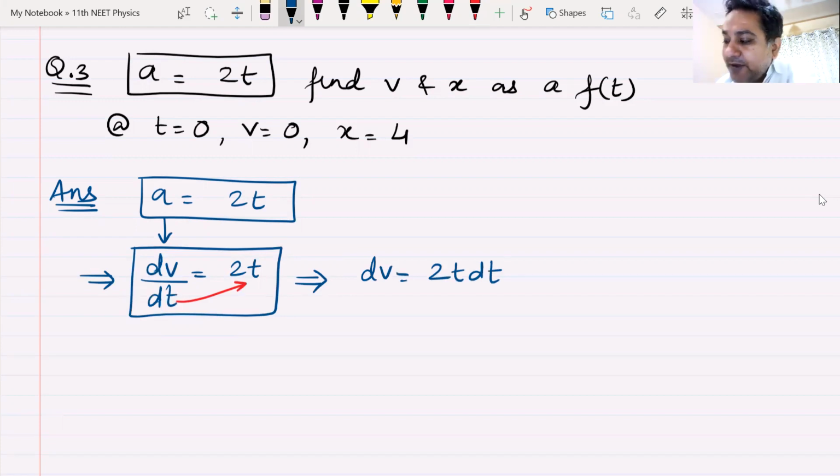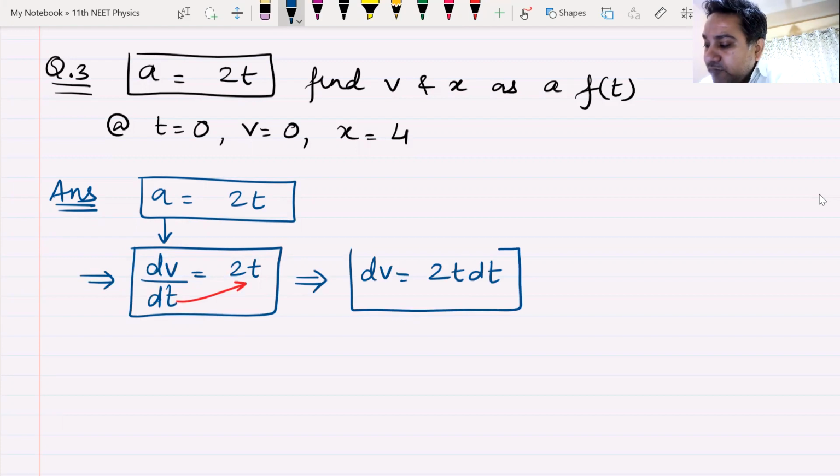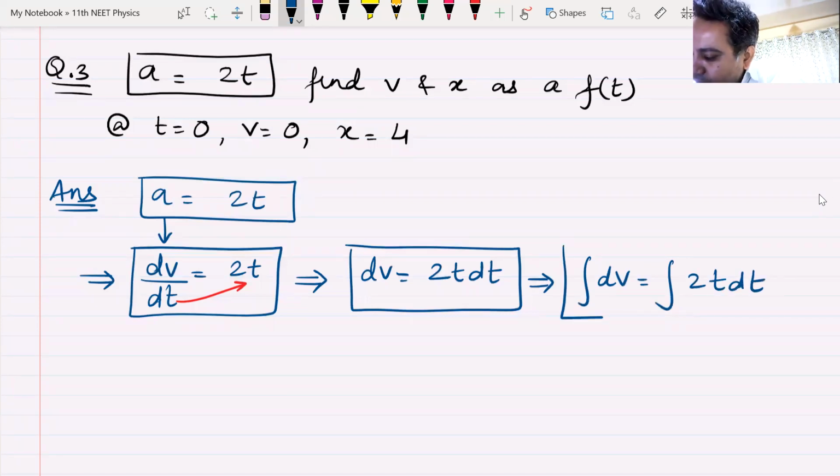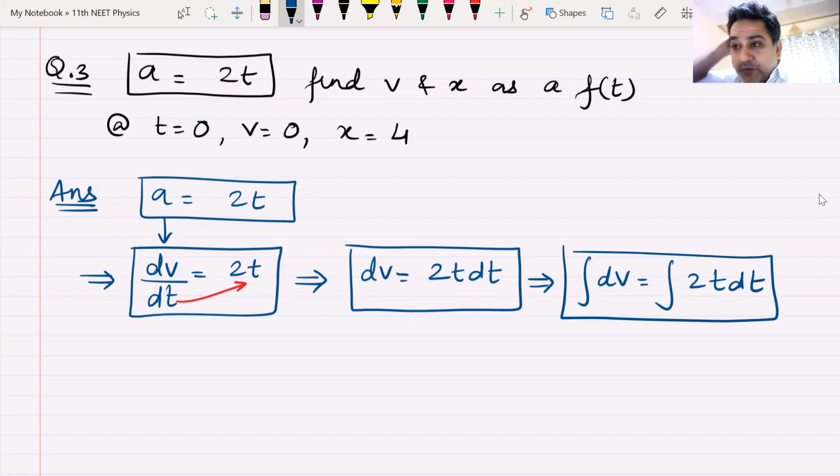Am I clear till this point? dv will look like 2t dt. Then I move on to the third step. I put the integration sign over here. dv will be equal to integration of 2t dt. Do we understand this? I put the integration sign over this. We understand this. Now we need to integrate this.